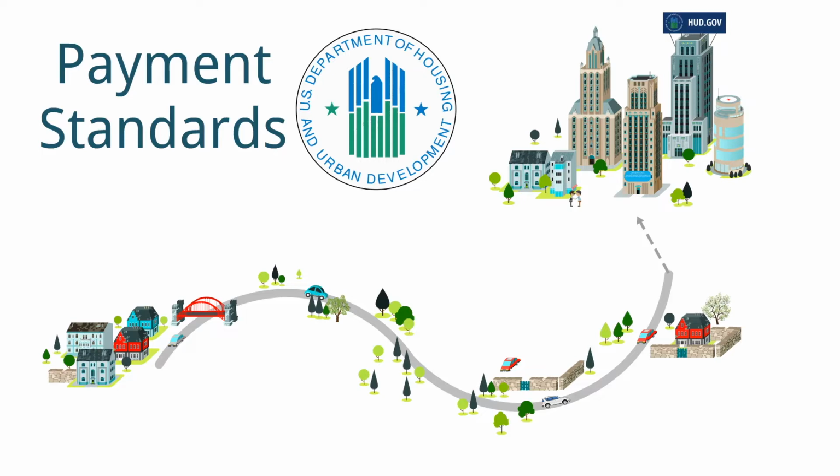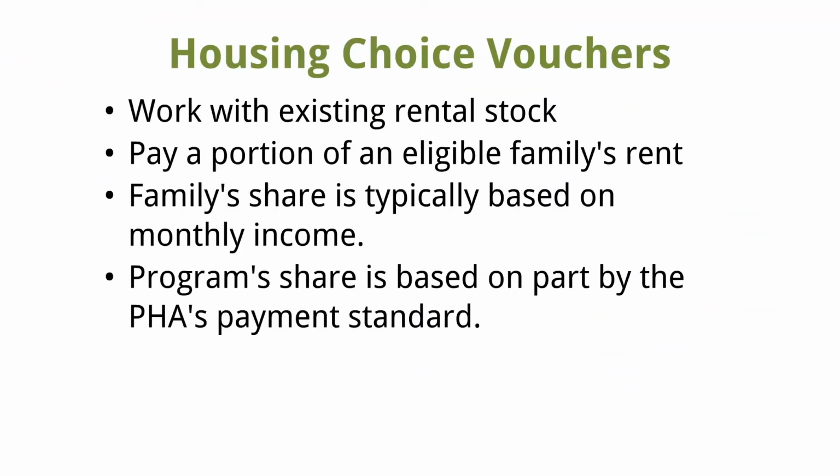Before we dive in, though, let's have a brief refresher on Housing Choice Vouchers. A housing choice voucher enables a family to lease a unit of their choosing in the private market. The program's objective is to provide decent, safe, and affordable shelter to low-income families. Families have the flexibility to select the community or neighborhood where they want to live. The family's share of rent is typically based on their adjusted monthly income. The PHA pays the remaining share to the landlord up to a certain amount, which is called the payment standard. Each PHA establishes their own payment standards.